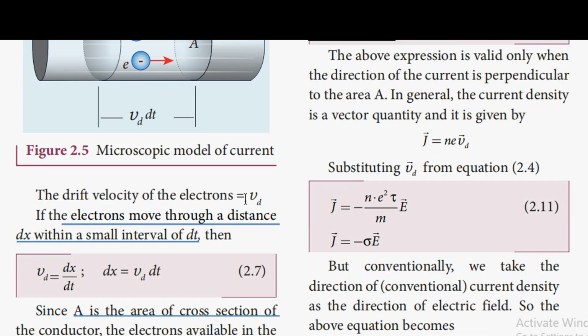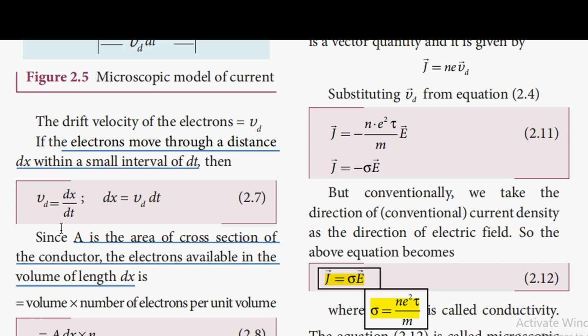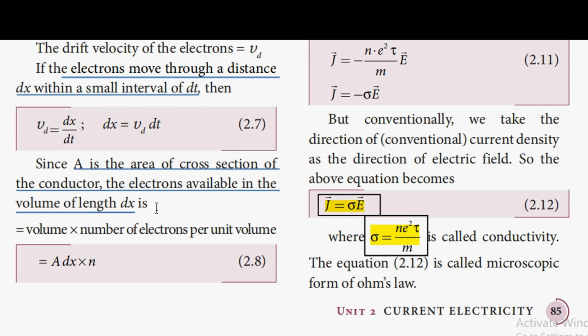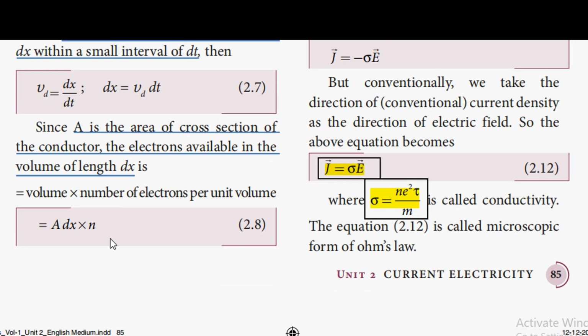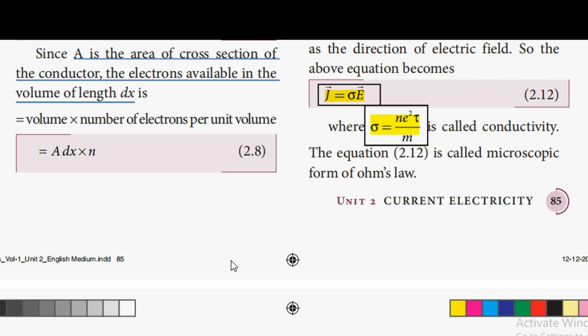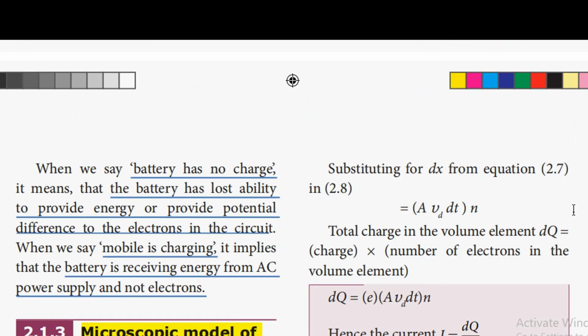The drift velocity of the electrons is given by Vd. If the electrons move through a distance dx within a small interval of time dt, then Vd is given by dx by dt, and dx equals Vd times dt. Since A is the area of cross-section of the conductor, the number of electrons available in the volume of length dx is given by volume times number of electrons per unit volume, that is A dx times n. So substituting the value of dx from equation 2.7 in 2.8, we have A times Vd dt times n.